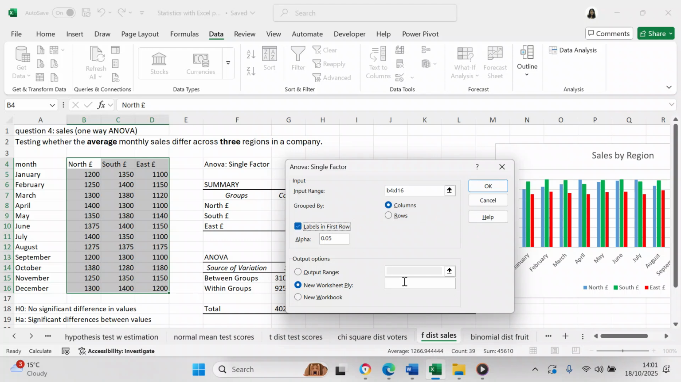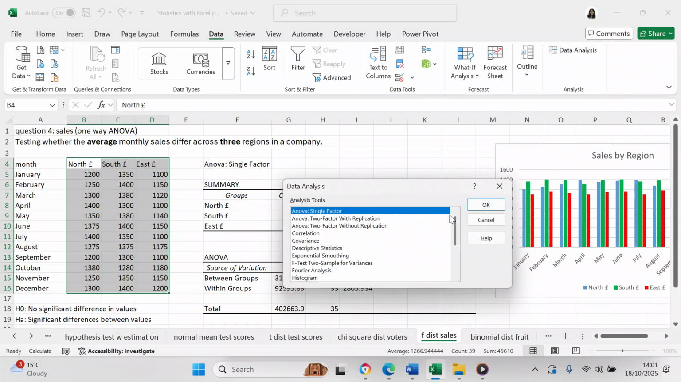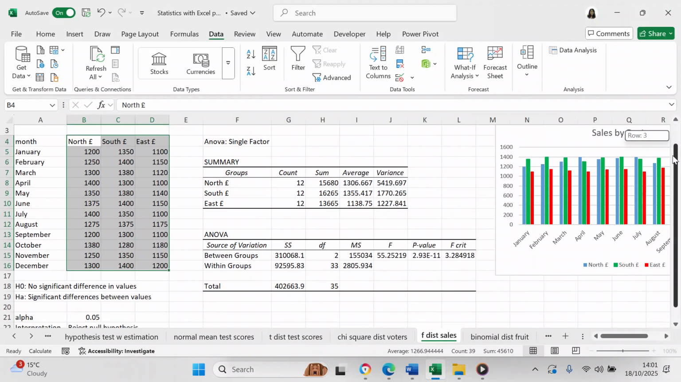Then you can choose your output range, and for the output range, what we said was F4. So you set your output range to F4, and then you click OK. That's going to give you your single factor ANOVA, and this is the single factor ANOVA that we've come up with.